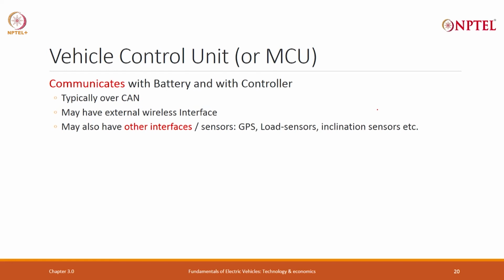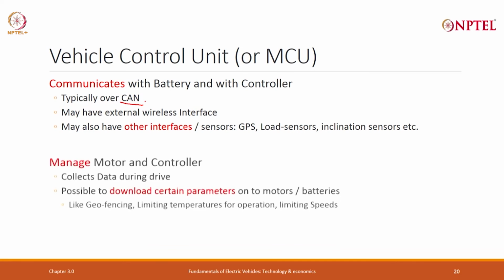The vehicle control unit, as I told you, communicates with the battery and controller typically over a standard called CAN bus. CAN bus is more or less adopted throughout the world as a standard for in-vehicle communication. It may have an external wireless interface, may not have, but nowadays it increasingly does. It may have other interfaces, for example a GPS positioning, load sensors to tell how much load is already on the vehicle, inclination sensors, and all this information may actually be fed to a server.